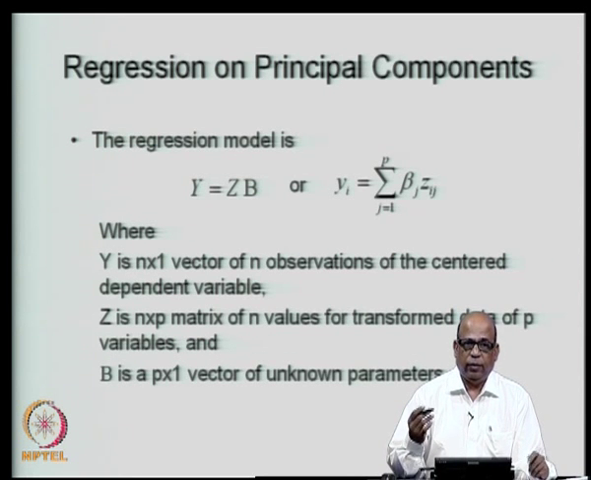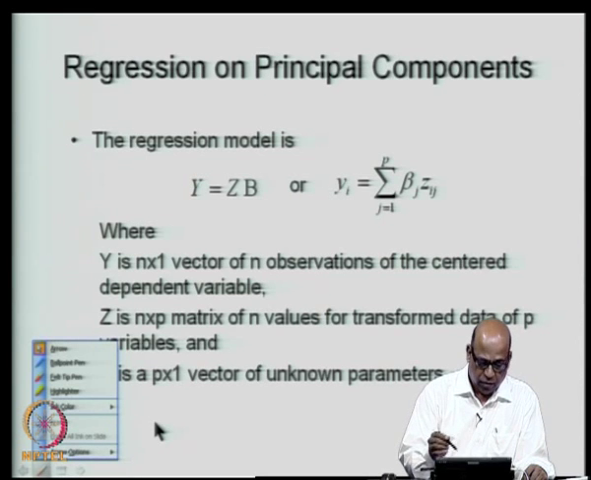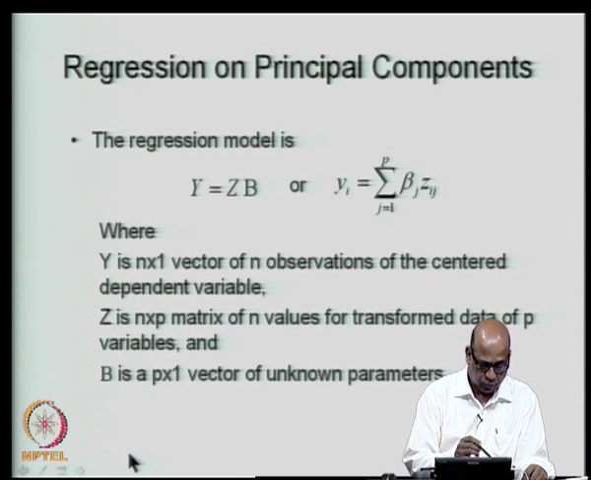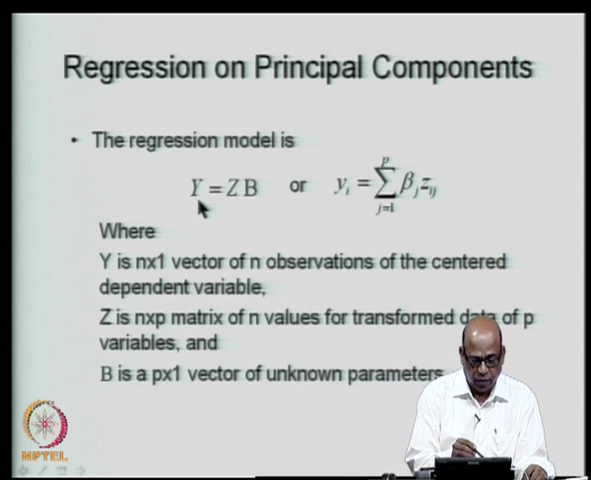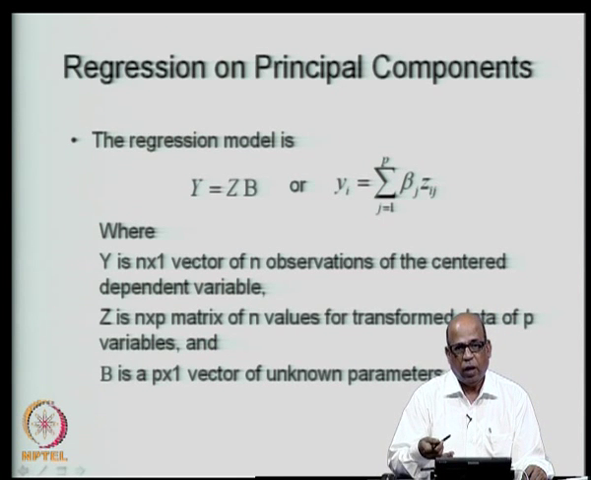Then we look at the dependent variable now. Let me explain that. You have the dependent variable, let us say this is the y matrix, which is an n by 1 vector, because there are n observations, and this is Z, which is an n by p matrix. So, this is n by 1 and this is n by p, and these are the coefficients of the regression. This is a coefficient matrix, a p by 1 vector of unknown parameters, and our aim in the regression is to determine these unknown parameters.